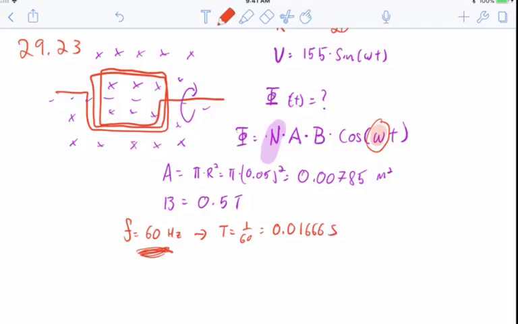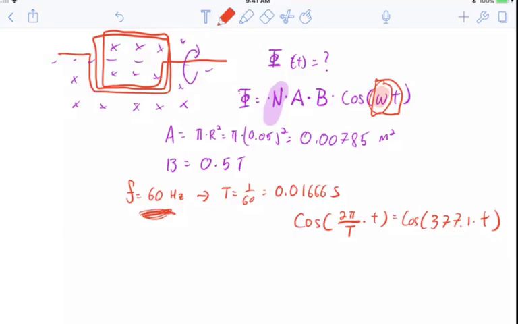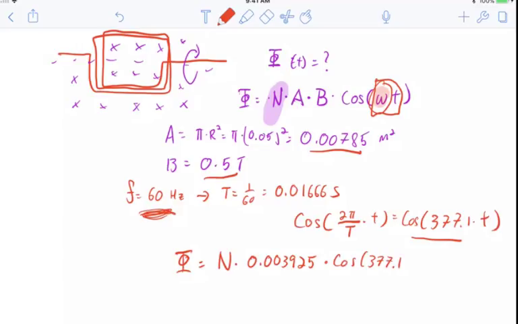And so this expression here, cosine, it was probably 2 pi. In one period, it has to go from 0 to 2 pi. So this is cosine of 2 times pi divided by 0.01666. So that's 377.1 times t. So this means that my flux as a function of time is going to look something like whatever number of loops I have times this, times this, times this. Let's write this out. 0.5 times 0.00785, that's 0.003925 times cosine 377.1 times t.